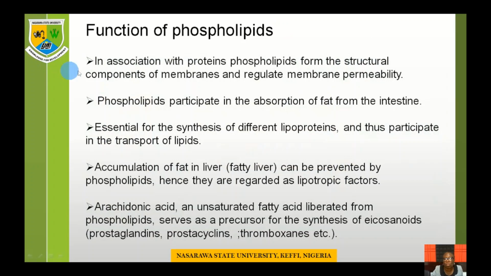Now, functions of phospholipids. Number 1, in association with proteins, phospholipids form the structural components of membranes, and they regulate membrane permeability. Their major function is that, with proteins, they form the structural components of membranes. All membranes are made up of phospholipid, whether it is the glycerophospholipid or the sphingophospholipid. They form the structural components of membrane, thereby regulating membrane permeability.